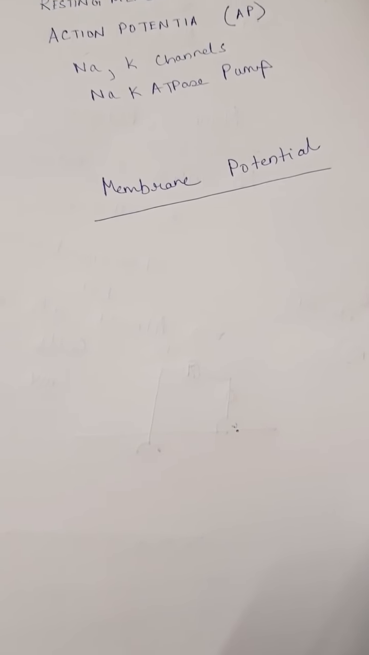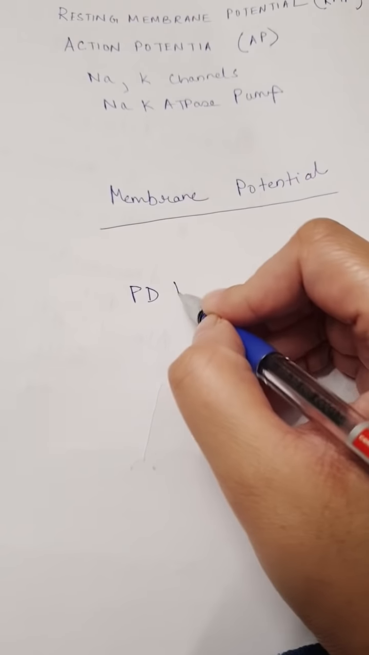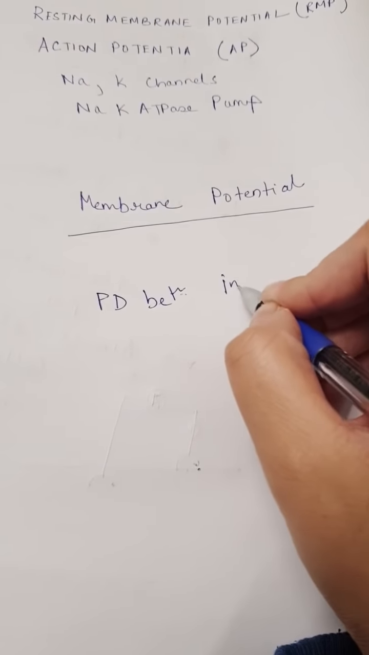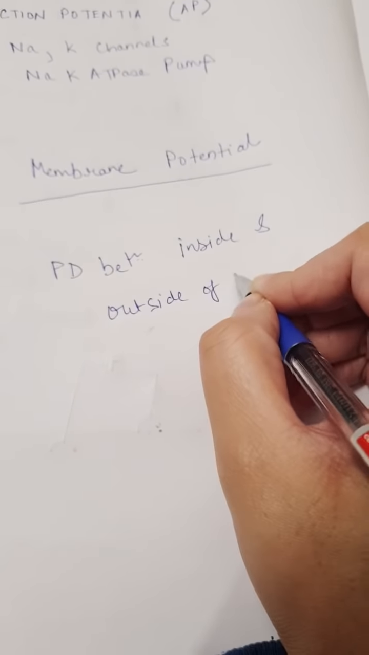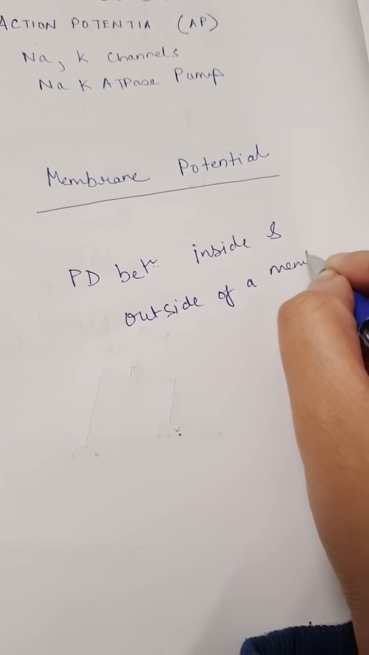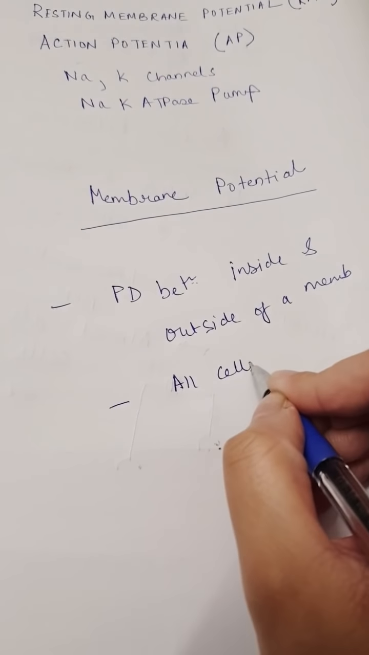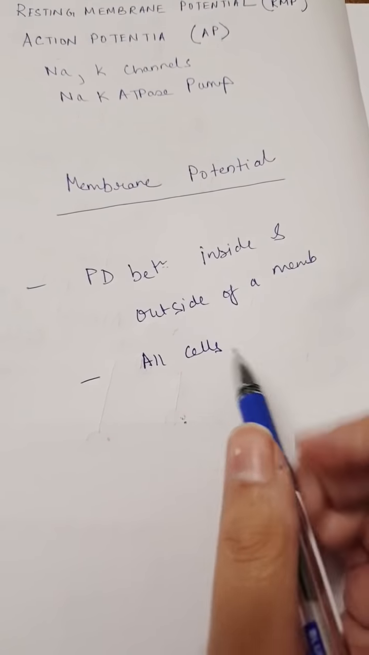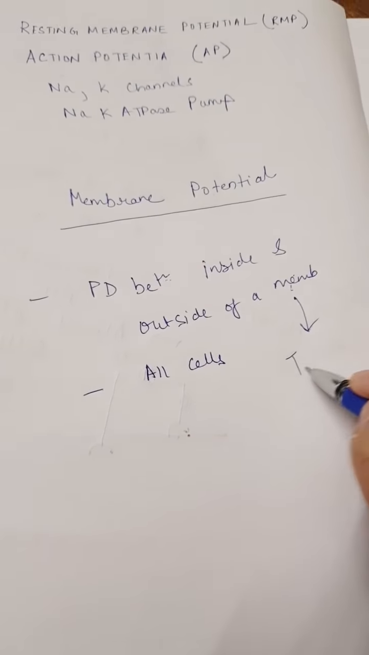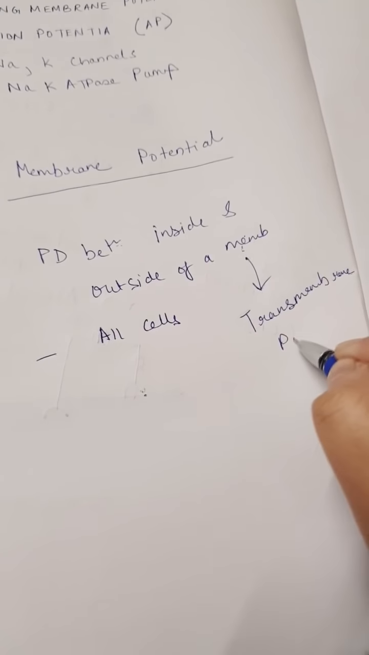It is basically the potential difference between the inside and outside of a membrane, and it is found in almost all cells of the body. So since it's between the inside and outside of a cell, it is also known as transmembrane potential.